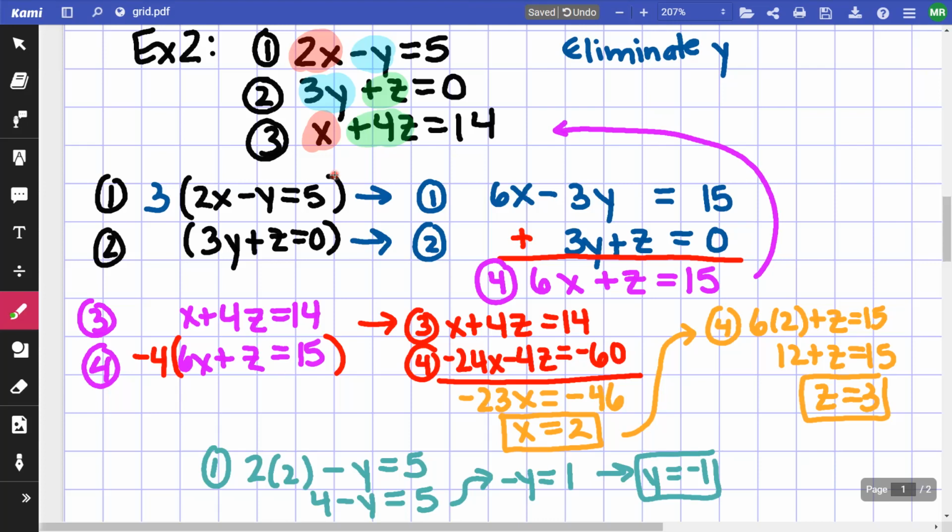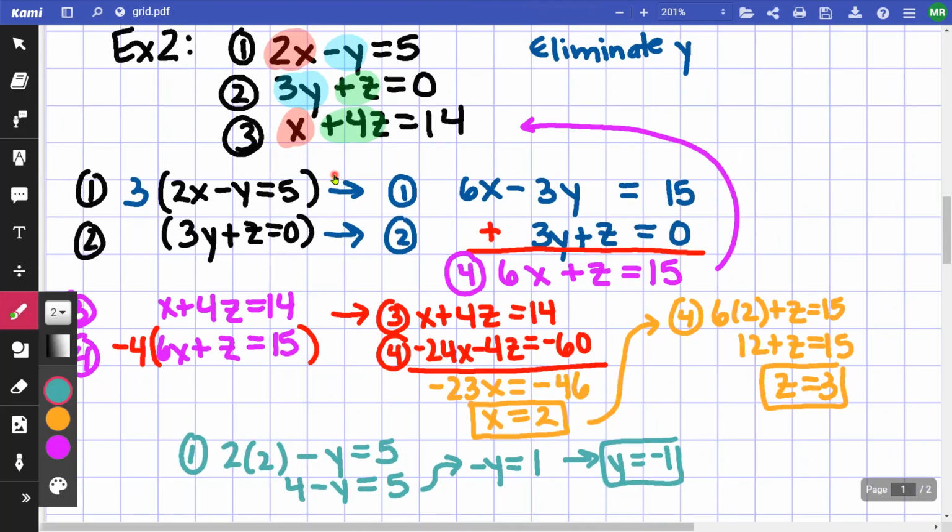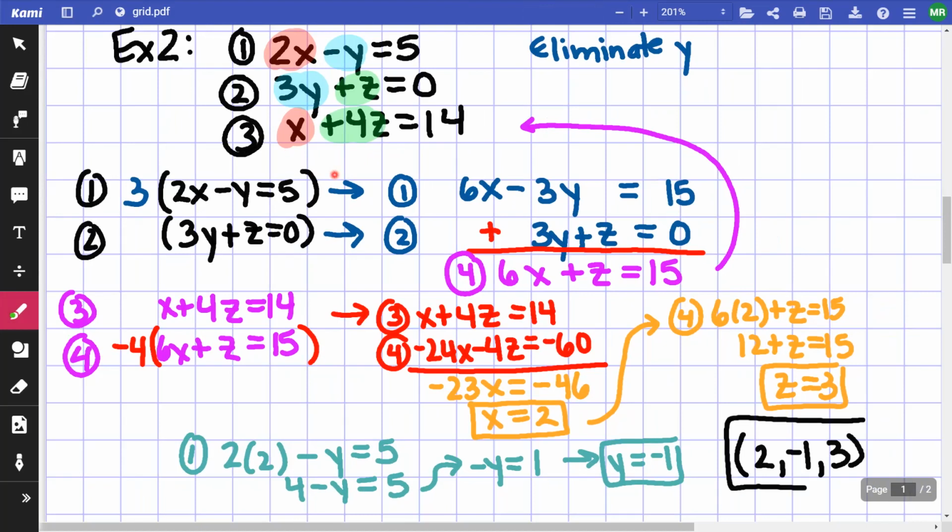So remember, I want to write this answer as a point. So I'm going to start with my x, which is 2, my y, which is negative 1, and my z, which is 3. And that's the end of this video for our example.